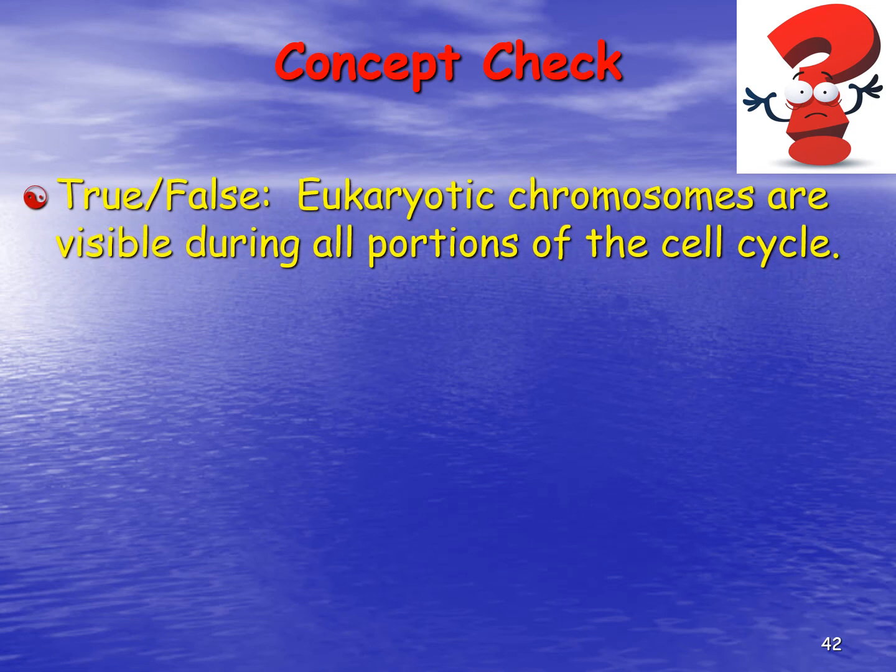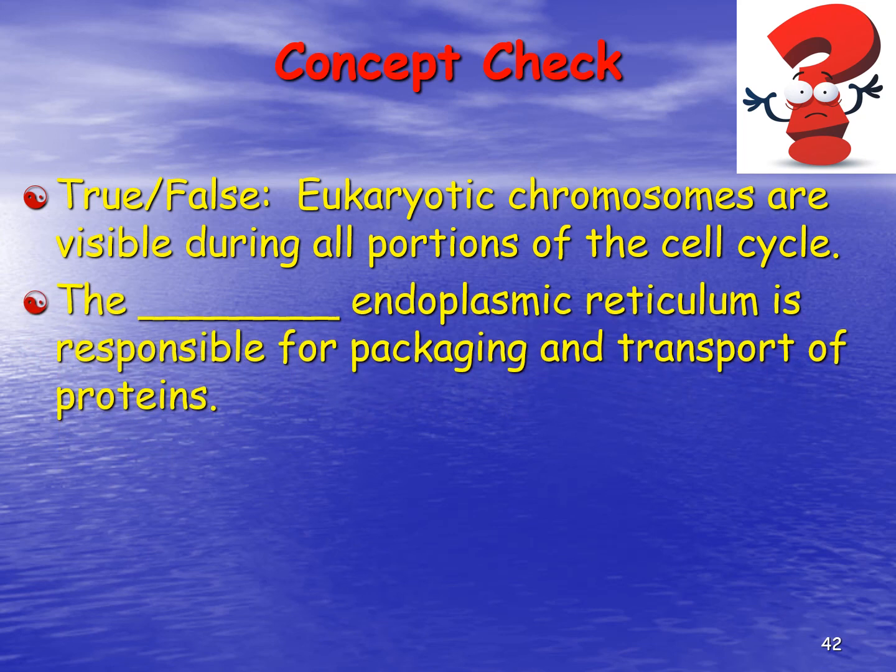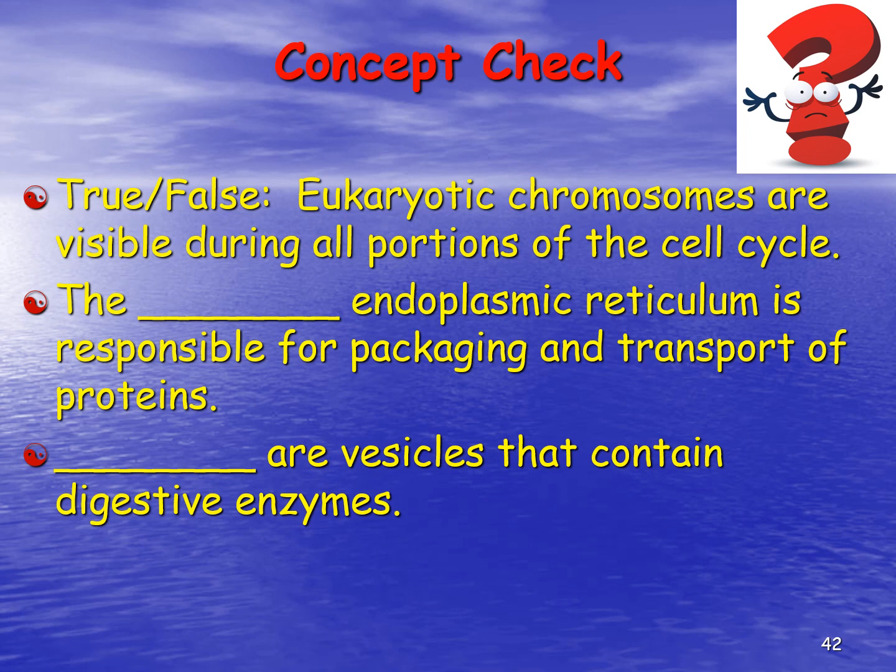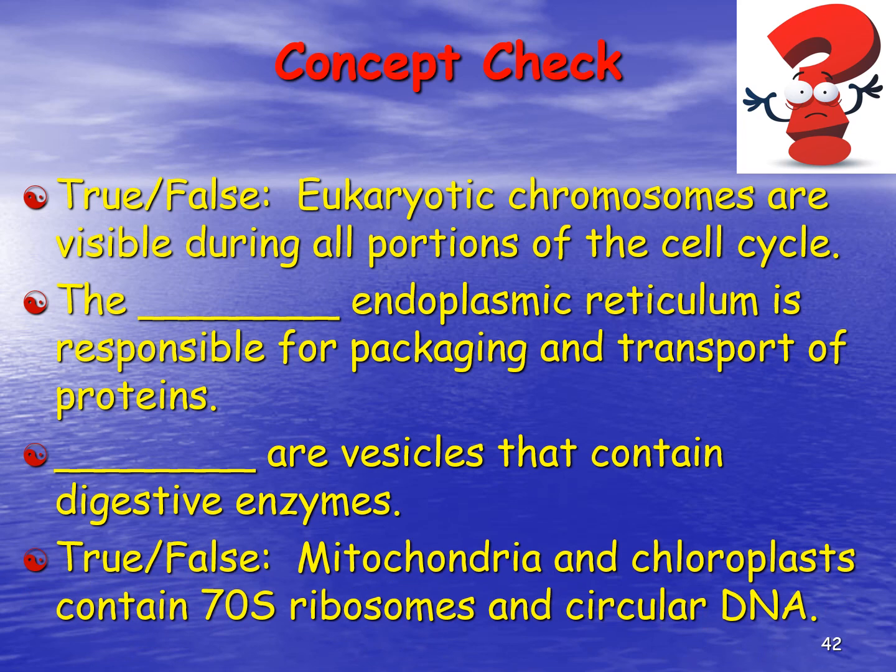So true or false, eukaryotic chromosomes are visible during all portions of the cell life cycle. The what type of endoplasmic reticulum is responsible for packaging and transport of proteins? And what are vesicles that contain digestive enzymes within the cell? And true or false, mitochondria and chloroplasts contain 70S ribosomes and their own circular DNA.